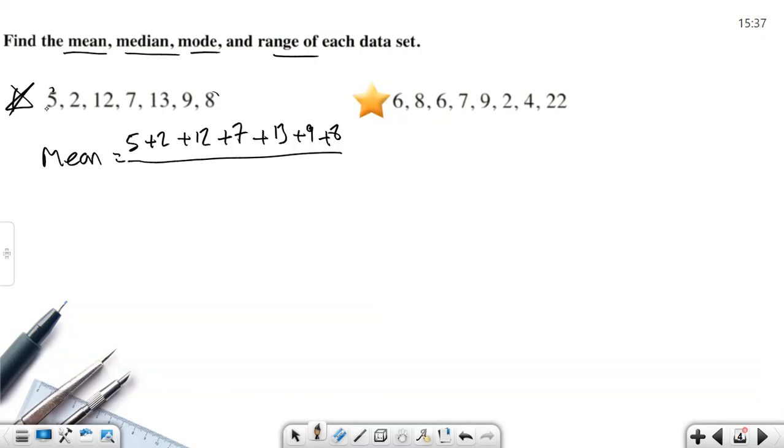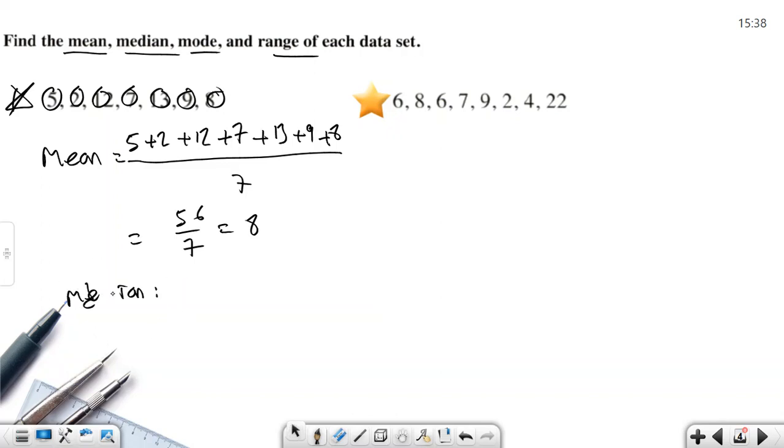Divided by how many did we add? 1, 2, 3, 4, 5, 6, 7. Divided by 7. It's 56 divided by 7, which equals 8. This is the mean. What is the median? To calculate the median, I cannot directly calculate it. I need to order the values first.